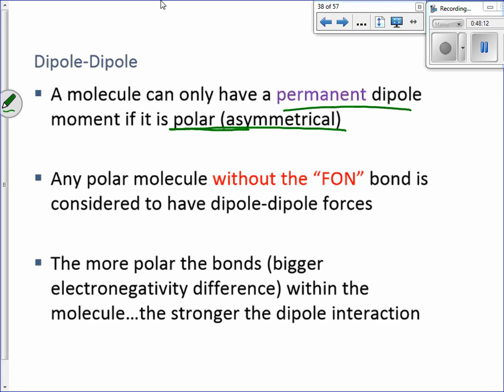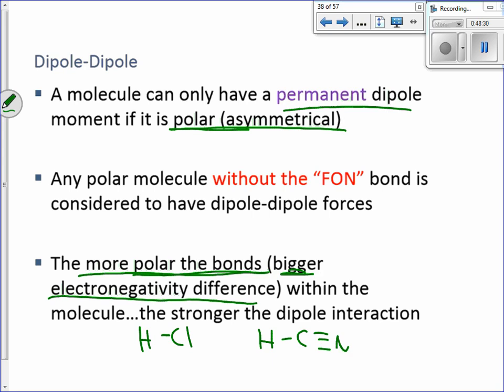Polar or asymmetrical. The one thing that you do need to make sure that you note is that you get more polar with bigger electronegativity differences. So like HCl versus, say, HCN. If you look and compare those two, they're both polar molecules because they're asymmetrical. But the electronegativity difference between H and Cl, this one's going to be a higher electronegativity difference. This one would be more polar, and its dipole-dipole interactions are going to be a lot higher. Over here, your electronegativity difference is only like 0.5. So this one's only slightly polar, so the dipole-dipole interactions aren't going to be as strong. Okay? So keep that in mind. You have to look and compare the electronegativity difference to see who's going to be stronger. Okay?